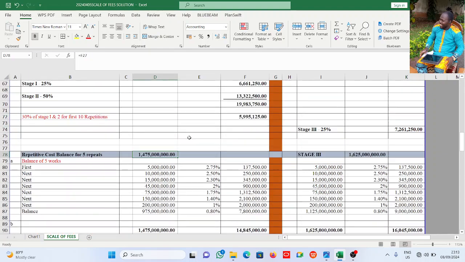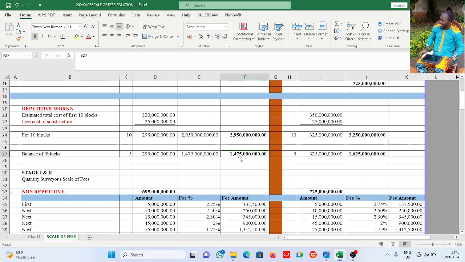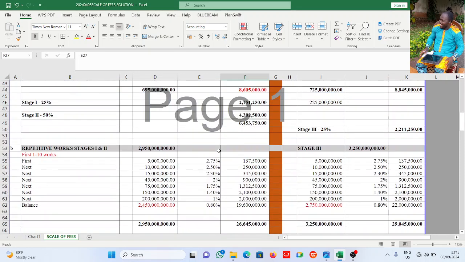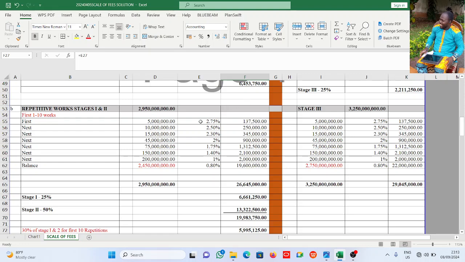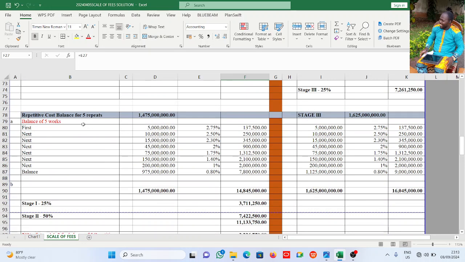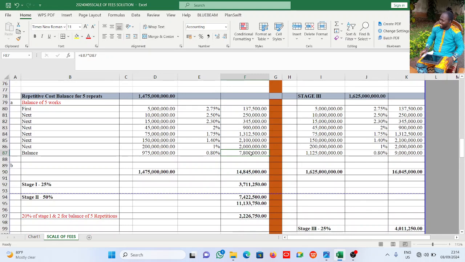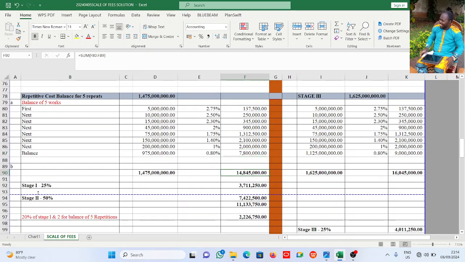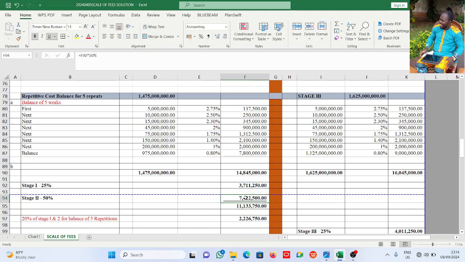Now the same thing we did here is what we are going to do in balance of 5. We already know what balance of 5 is from our calculation here: 1.475 billion. Everything we did in the first 10 repetitions is what we are still going to do here. So the balance of 5 makes it 15. This is 1,475,000,000 minus 500 million. At 0.8%, I have this. If I sum this up, this is what I have. 25% of this is this, 50% of that is that. If I sum everything up, I am having 11,133,750.